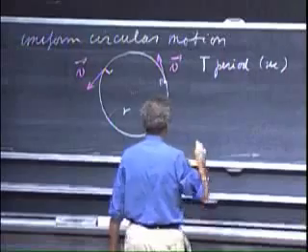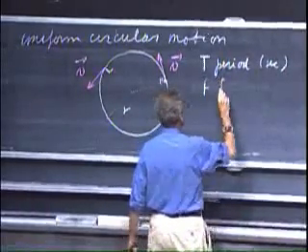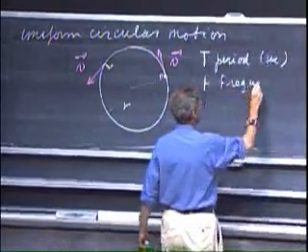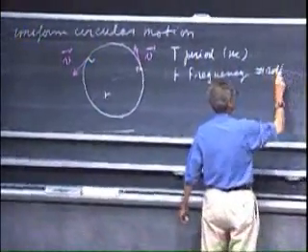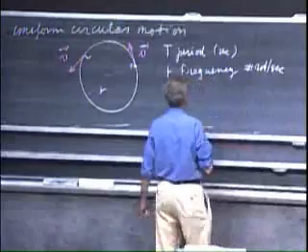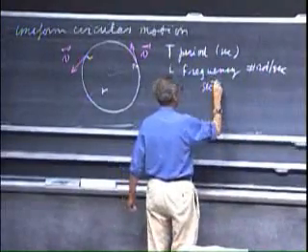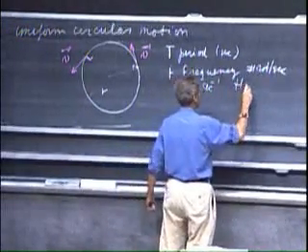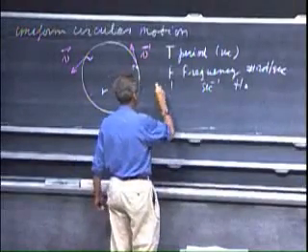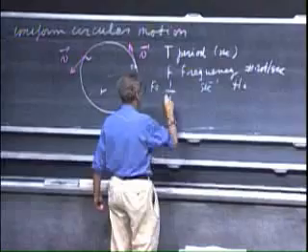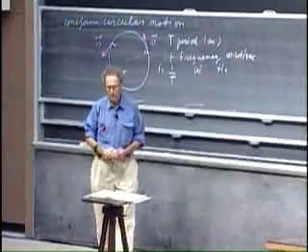We introduce the frequency f, which is the number of rotations per second. And so the units are either second minus 1, or, as most physicists would call it, hertz. And so frequency is 1 divided by T.